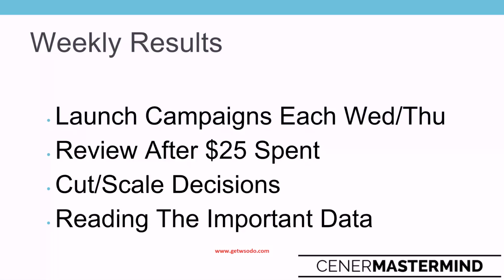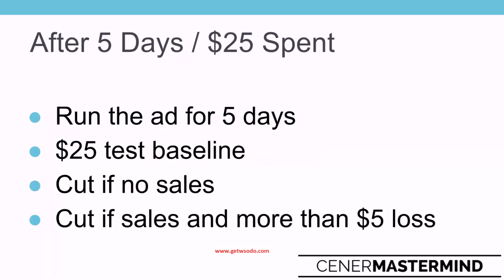Okay, it's simply making cut and scale decisions based on these two levels of data that I'm going to show you. I call them front end and back end stats, and basically a little bit more about our $5 a day, $25 spend. You're running the ad for 5 days, $25 test baseline. It's very important to get to that $25 mark and basically be as close to $25 as possible so you can compare all your ad sets. Right, let's say you've tested 5 different ad sets. They've all spent $25. You can compare them equally.